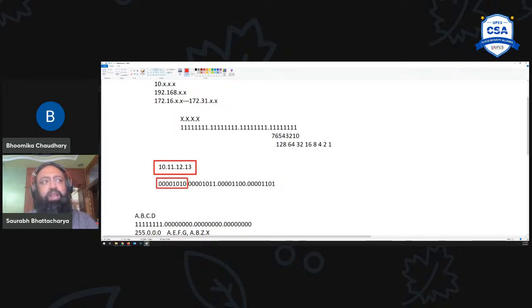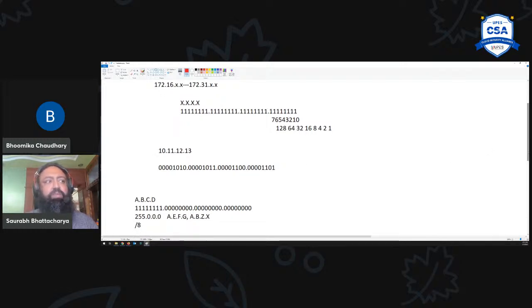Similarly, if I have to write 11, I will write it as 00001011. So this is 11. And similarly, you can see this is 12, 00001100, and 00001101 is 13. So any IP address, I can put in binary notation.